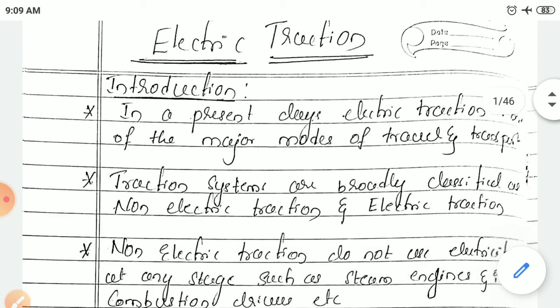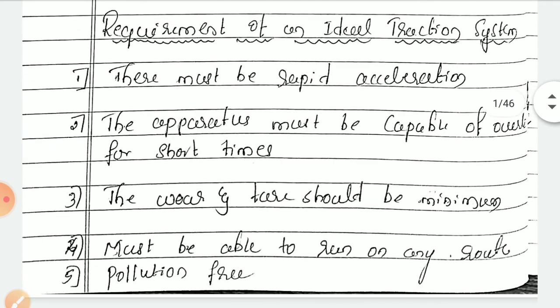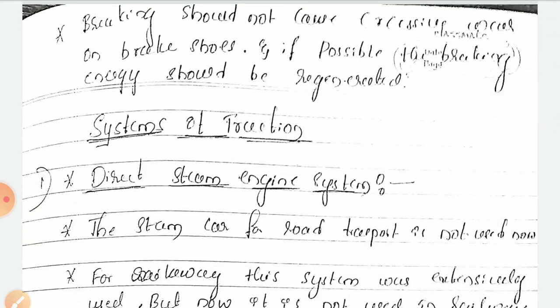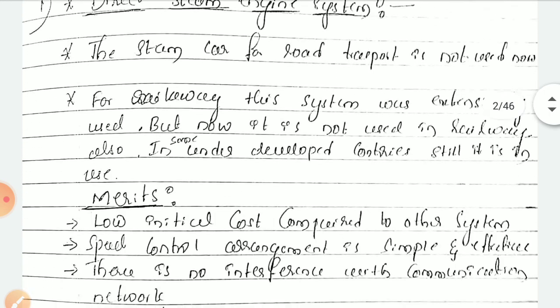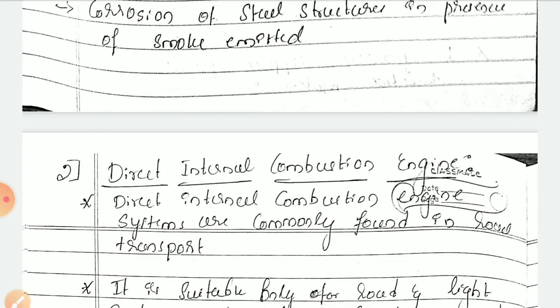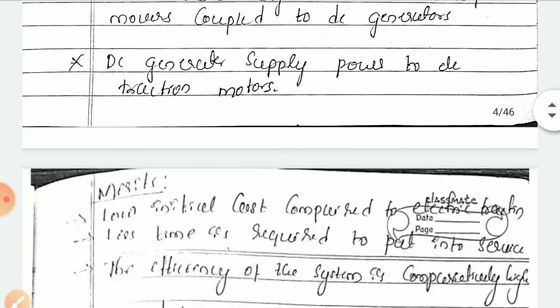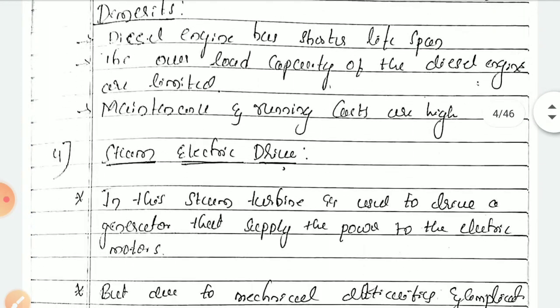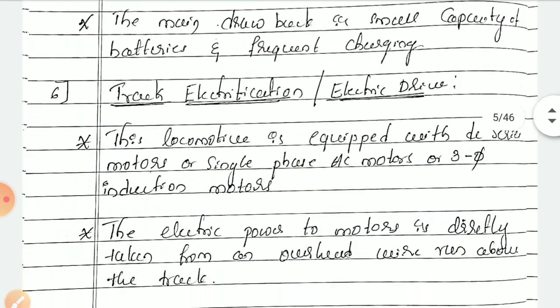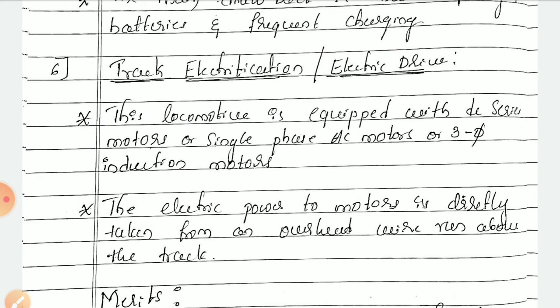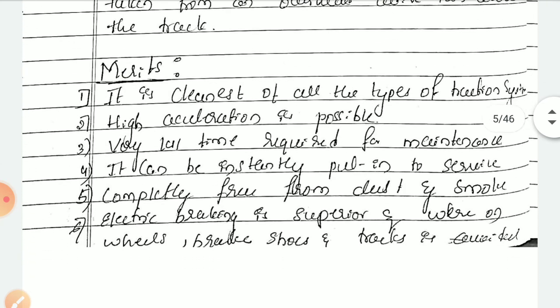Okay, this is about the different types of traction systems that are used. We started with the introduction, what exactly traction systems are, and the requirements of an ideal traction system. Then we discussed systems of traction. The different systems are the direct steam engine system, the direct internal combustion engine system, the internal combustion electric drive, the steam electric drive, and the battery electric drive, and then we discussed track electrification or electric drive. We discussed what all these types of traction systems are, and their merits and demerits. So this is about the different types of systems of traction.